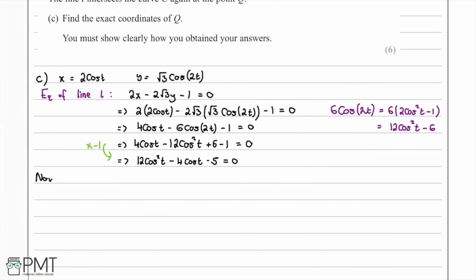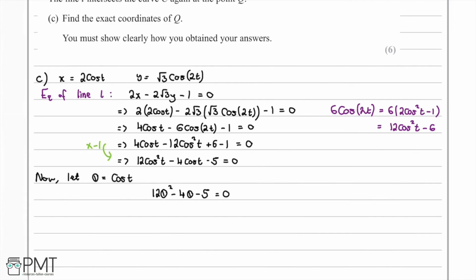So now we want to let theta equal cos of t. It doesn't matter, we could use any letter, but in this case we already have x's, we already have y's, we already have t's, so I think introducing a new variable theta is the best option. We can then rewrite this equation as follows: 12 theta squared minus 4 theta minus 5 is equal to 0.